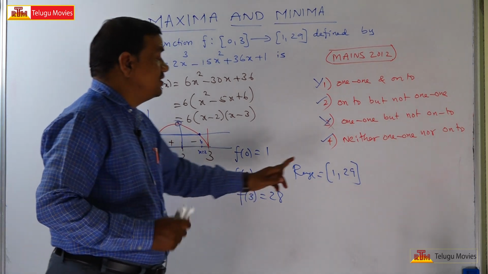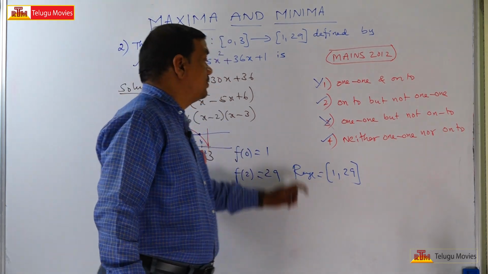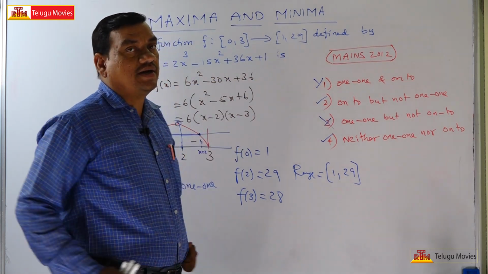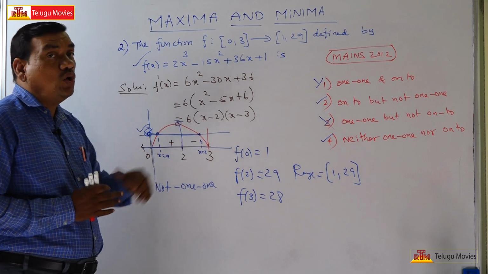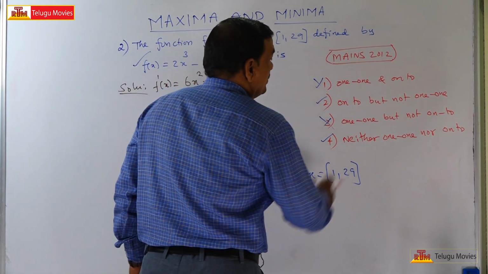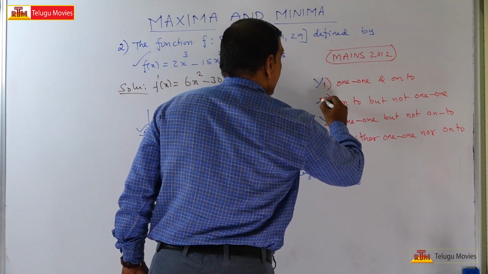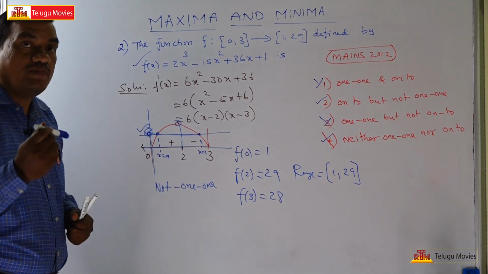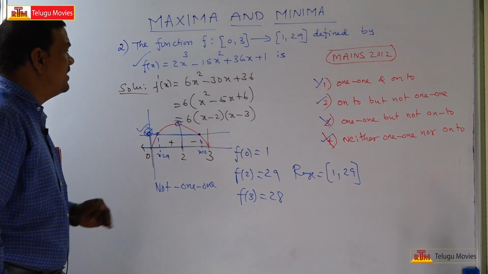So what is the range? 1 comma 29. Here what is the codomain? 1 comma 29, closed bracket. That means range is equal to codomain. Therefore the function is an onto function. So it is onto but not one-one. This is your answer. The other options will be cancelled. So option 2 is the right answer. A very, very nice problem.